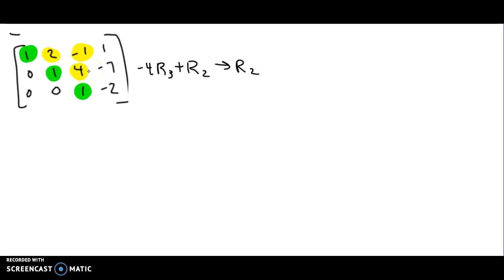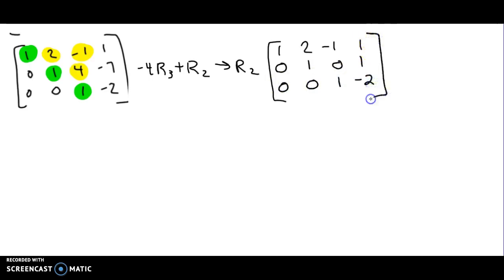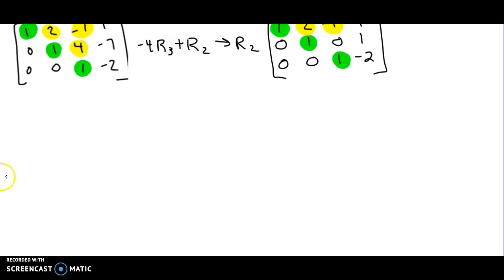So you can do the math behind that. My row 1 doesn't change. I have 1, 2, -1, 1. My row 2 now becomes 0, 1, 0, 1. Row 3 does not change, so it's 0, 0, 1, -2. I'm going to go ahead and highlight in yellow the values I need to change to 0. And remember that those in green are my leading entries, which are fine being 1. You don't want to change those at any point. You want to make sure those stay the same.